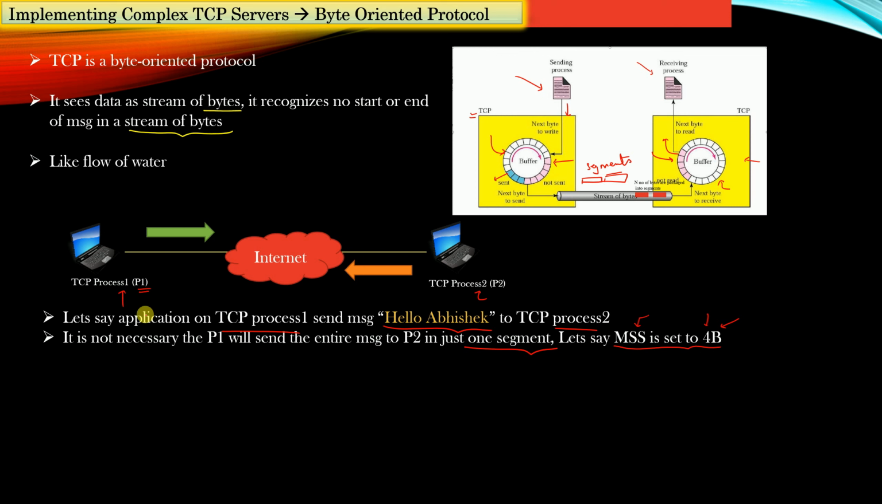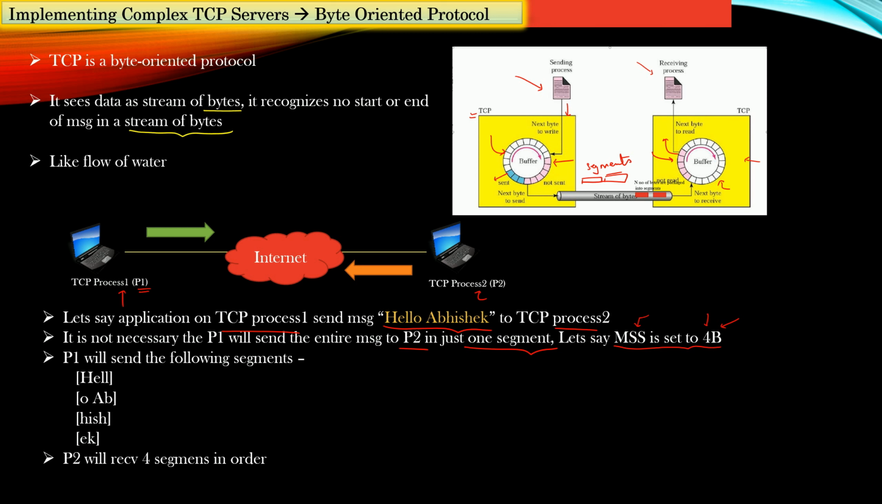As I said, it is not necessary that P1 will send the entire message to P2 in just one segment. Because we have assumed that the size of the segment is 4 bytes, the entire message hello Abhishek would be split up into 4 segments. It might be possible that the process running on the other machine will actually receive 4 segments, but in order, because TCP maintains the order of bytes. We already know that. But here, a single message sent by the sending process has been obtained by process P2 as 4 smaller messages, each of 4 bytes.